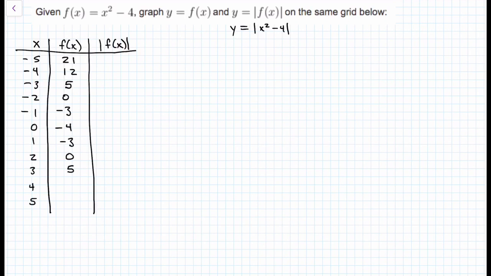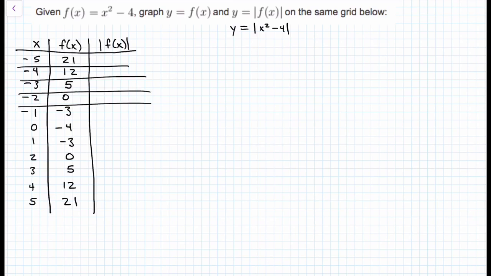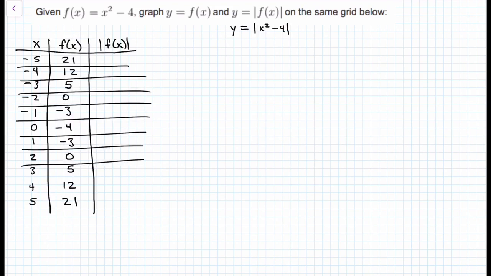Next, I'm going to start subbing into the absolute value. So I'm going to put -5 in first. So -5 squared is 25, minus 4 is 21, but then at the end I have to take the absolute value. So the absolute value of 21 is 21. -4 squared is 16, minus 4 is 12. Absolute value of 12 is 12.